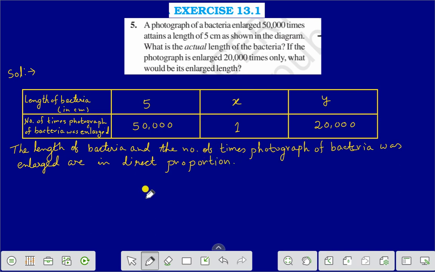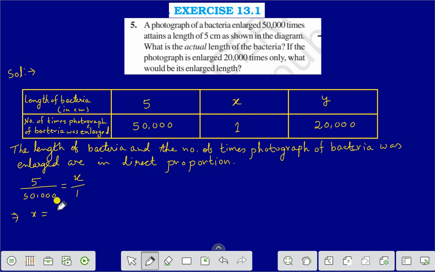Right? Therefore, we can write 5 by 50,000 is equal to x by 1. Therefore, the value of x is equal to 50,000 by 5.